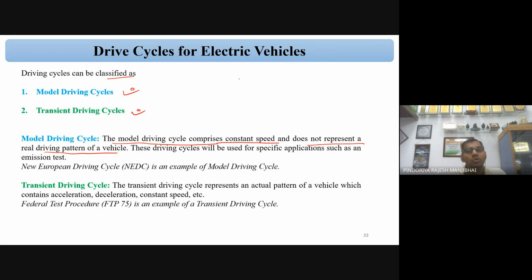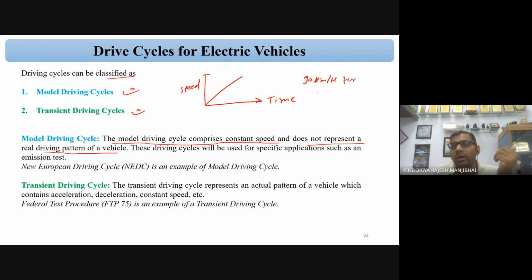So we can say it is a constant speed. On the x-axis is time, and on the y-axis is speed. So that is a constant. Say we drive our vehicle on the highway, and the highway is around 50 kilometers long, correct? So we can run our vehicle at a constant speed, maybe 90 kilometers per hour. That is a constant speed.